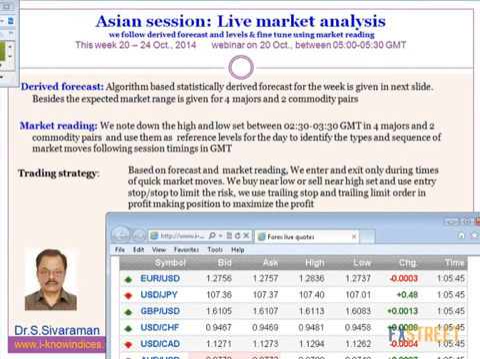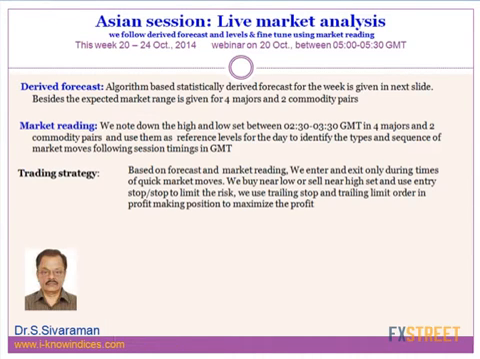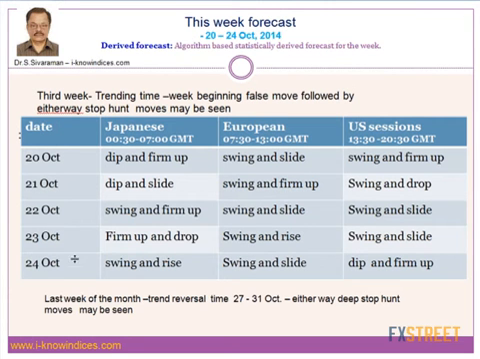So let us see the forecast for this week. So these are all the 5 days of this week and what they are trying to do. So during the third week of October, again, we'll come across the week beginning false move followed by either way stop moves.